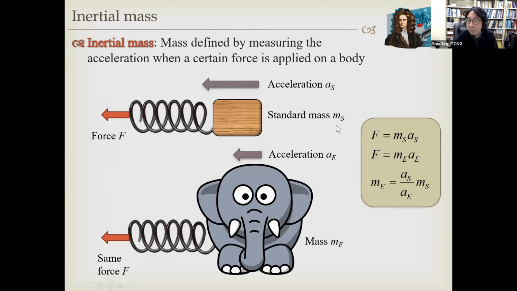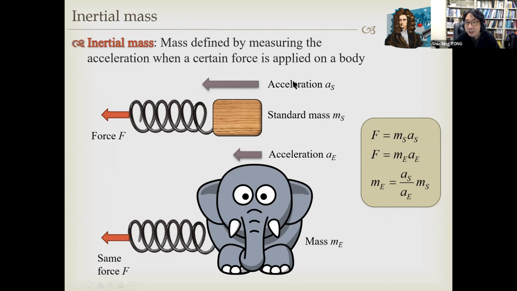Now, both accelerations I can measure. I can measure AS and AE. And I know that they are acted on by the same force. Even if I don't know the force, I can use these two equations to eliminate F so that I get ME equal to AS over AE times MS. That means after measuring the acceleration of the two bodies under the same force, I will be able to calculate the mass of the elephant, making reference to the standard mass ms.